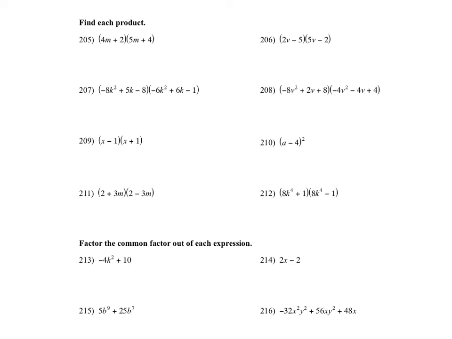All right, next section, foiling. You have to find the product. Product means multiply. You're going to FOIL for number 205 and 206. You have polynomials. For number 207 and 208, you have trinomials. So make sure that you distribute the negative 8k to every single one.